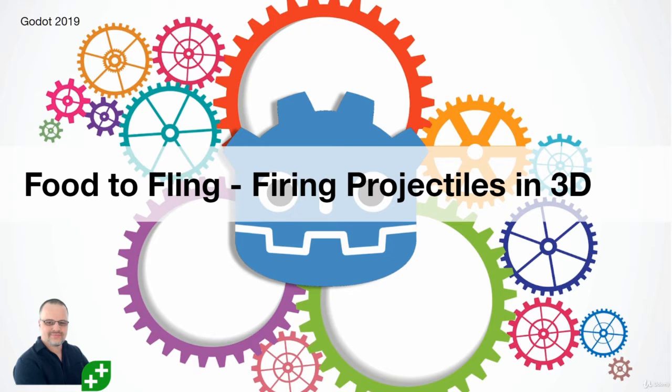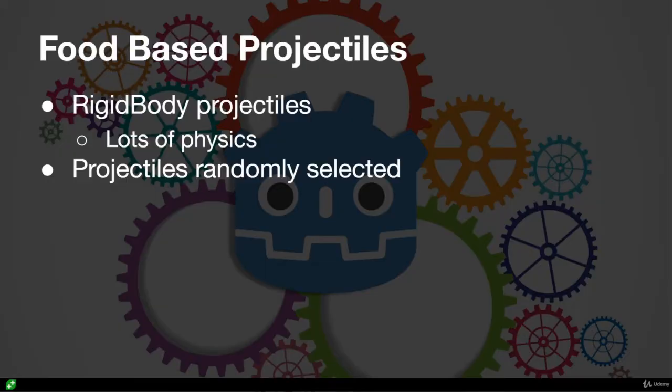In this video, we're going to start getting the shooty bits ready. Now, our game is about throwing food, and we're going to get that started with firing projectiles. So we're just going to make a basic template to fire things with, and later on we'll worry about the way projectiles work. Our projectiles are going to be rigid bodies.